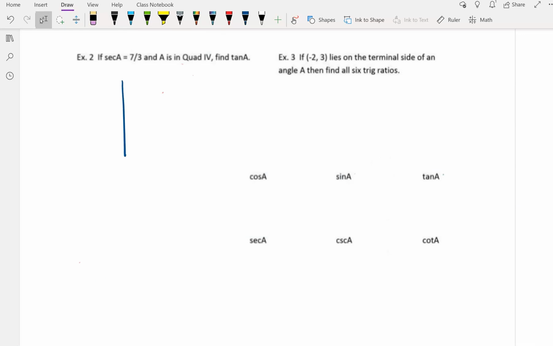So if secant of A is 7 over 3, and A is in quadrant 4, find tangent of A. So I already know without even doing this that tangent of A, if it's going to be in quadrant 4, is going to be negative, because if tangent's in quadrant 4, it's going to be negative. A smart trig class: only cosine and its reciprocal will be positive in quadrant 4. All right, so secant is 7 over 3. So remember, secant is the reciprocal of cosine.